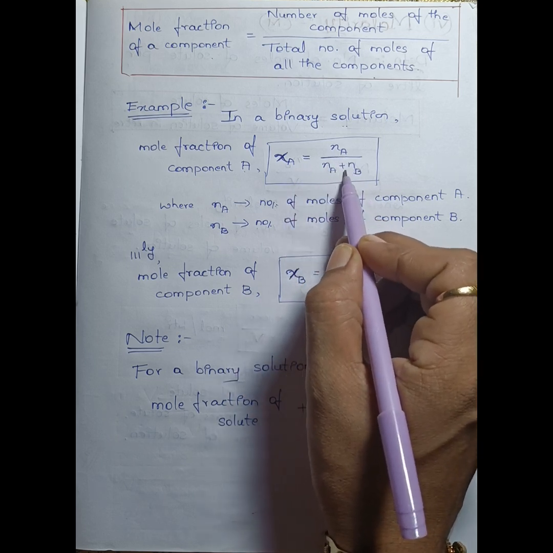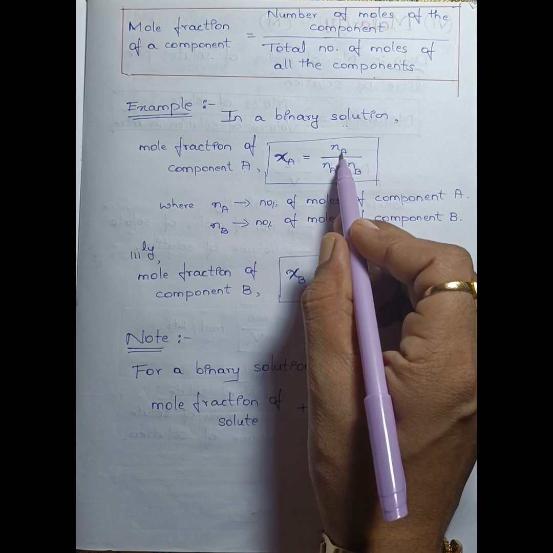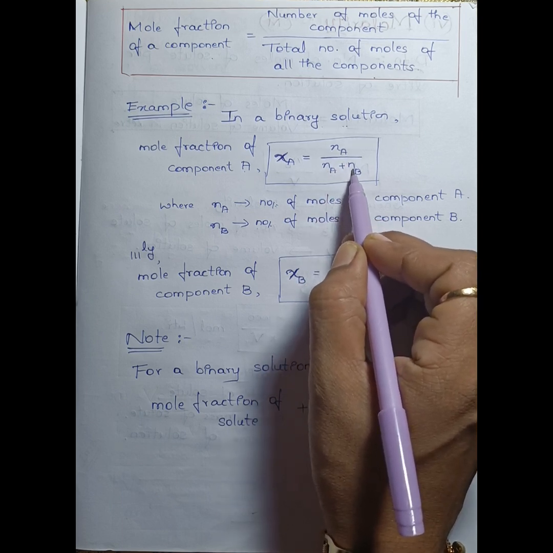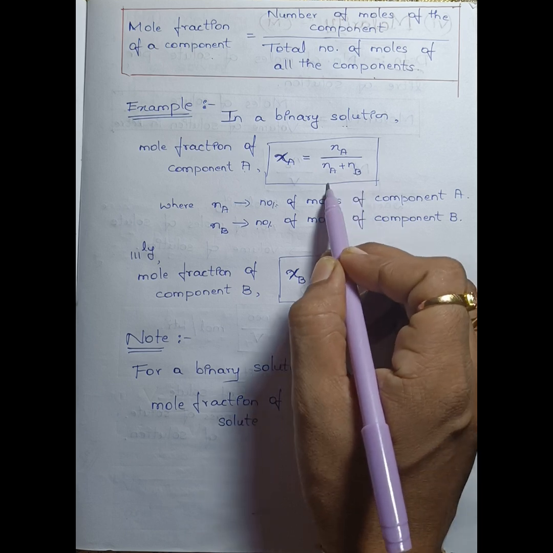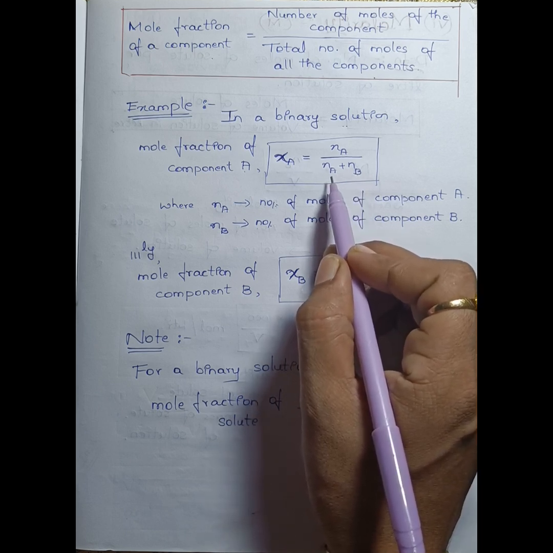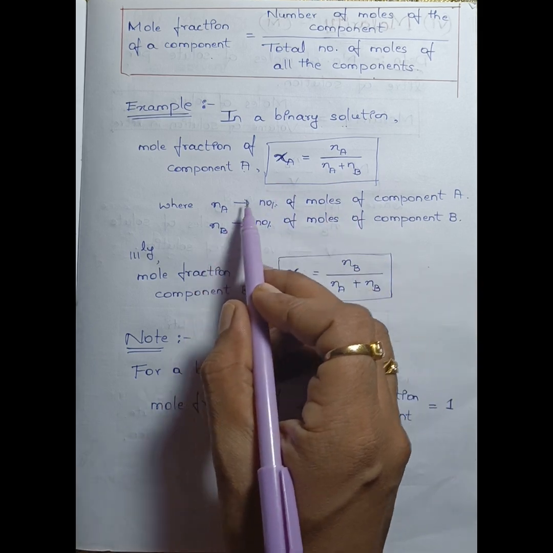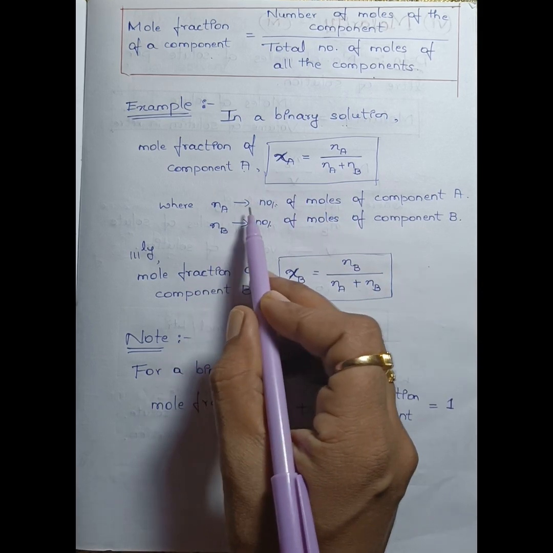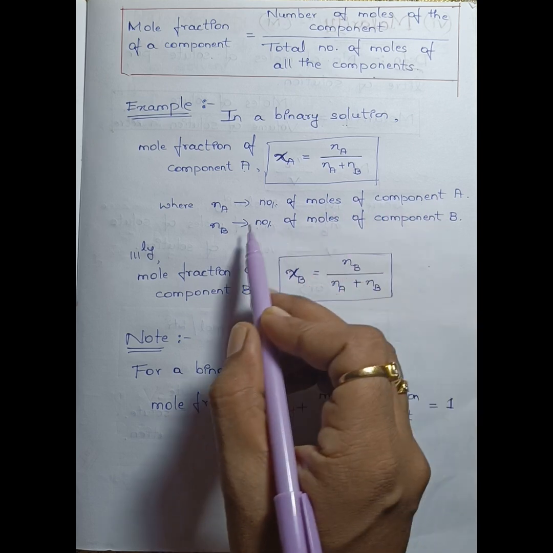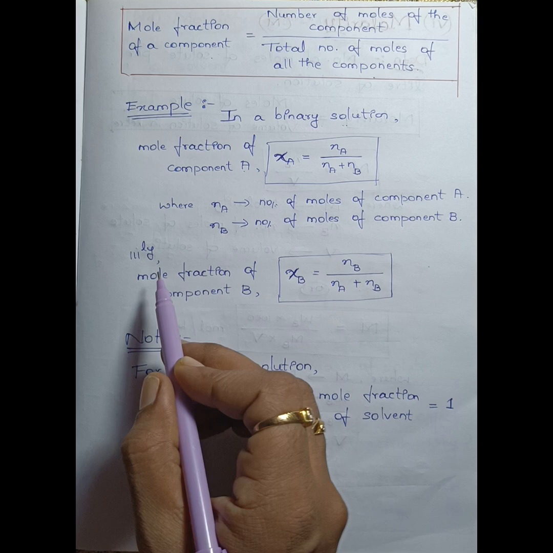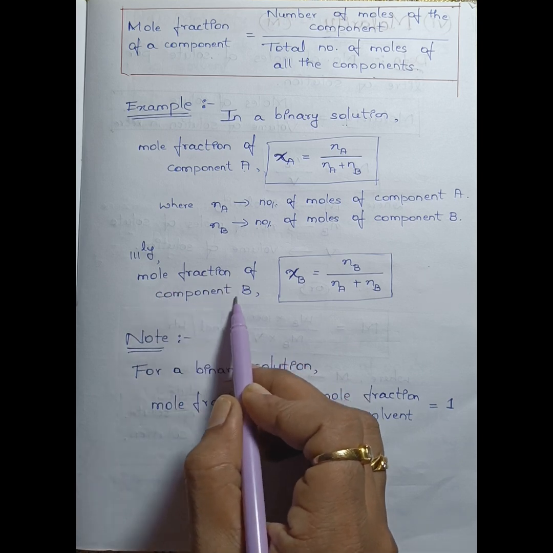Na by Na plus Nb, that is, number of moles of component A divided by number of moles of component A plus number of moles of component B. By using this formula, we are going to calculate each component's mole fraction. Here chi A is the mole fraction of component A, Na means number of moles of component A, and Nb means number of moles of component B.